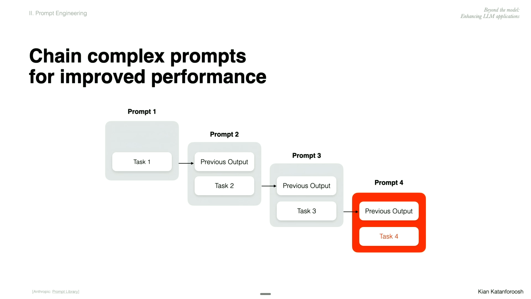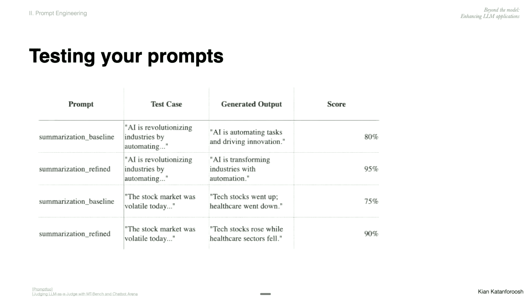You have your first prompt with your first task. It outputs. The output is pasted in the second prompt with the second task being defined. The output is then pasted into the third prompt with the third task being defined, and so on. That's what it looks like in practice. Super.